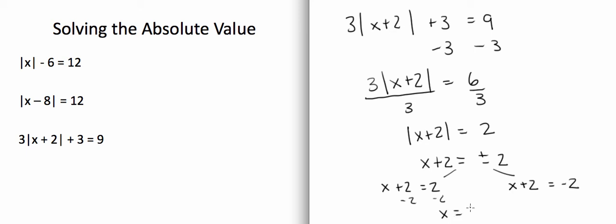That gives us an answer of 0 and negative 4. So we have two answers there that could work, 0 and negative 4. Throw that back in to check, and we would have 0 plus 2, that's 2, times 3 gives us 6, plus 3 is 9, so that's good. Negative 4 plus 2 is negative 2. The absolute value of negative 2 is positive 2, times 3 gives us 6, plus 3 gives us 9. All right, so that's how both of those answers work from there.